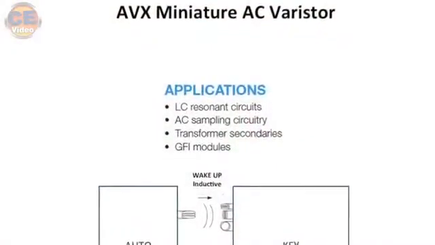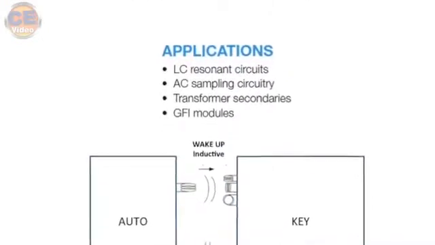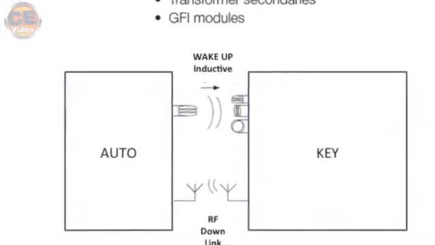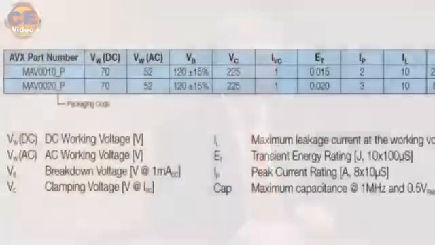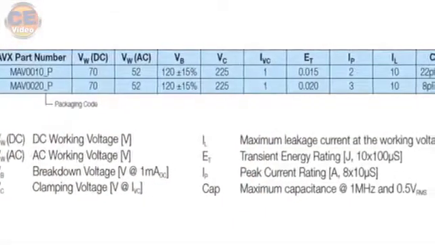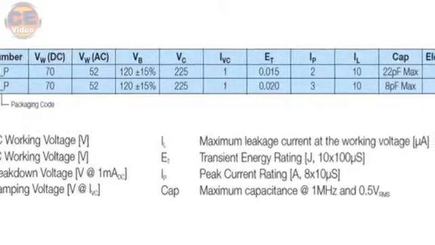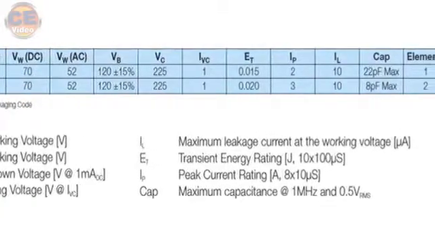This application slide shows their use in immobilizer circuits where there's an automobile inductor wake-up link to some key, and our device is commonly used for protection of the pickup coils. And this slide shows our specification of the device, essentially showing the single element or the dual element device.